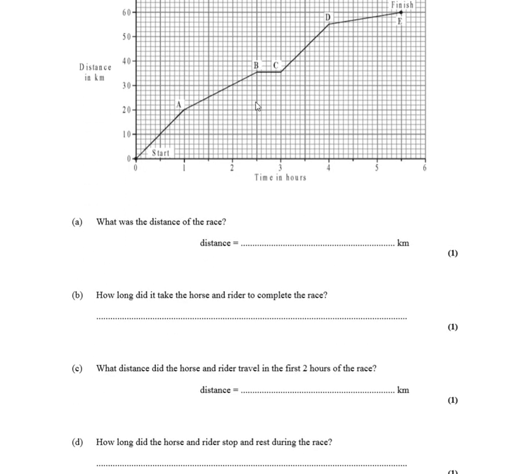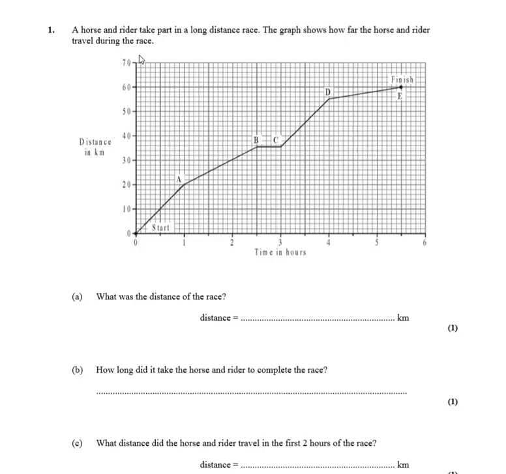So we have a question like this. So we have a horse and the rider take part in the race. Now start from 0, of course, go all the way to 60 kilometers. Now, what was the distance of the race? Now, this is 60, that's how far it's gone. It is going to be 60.